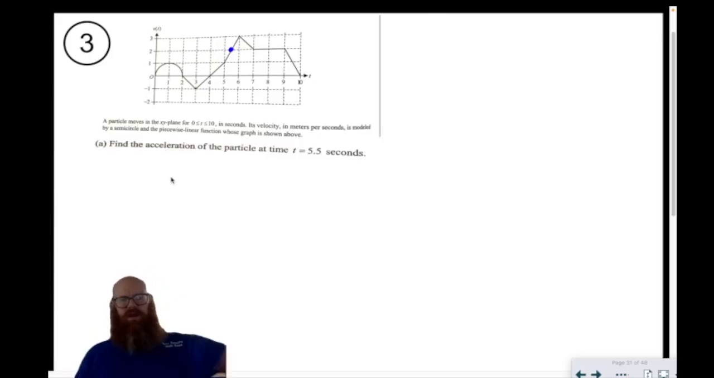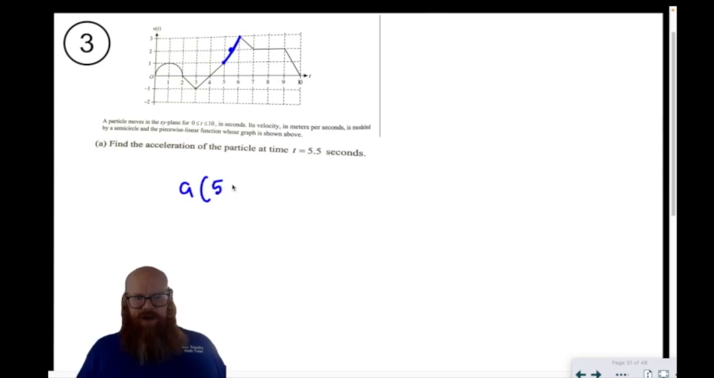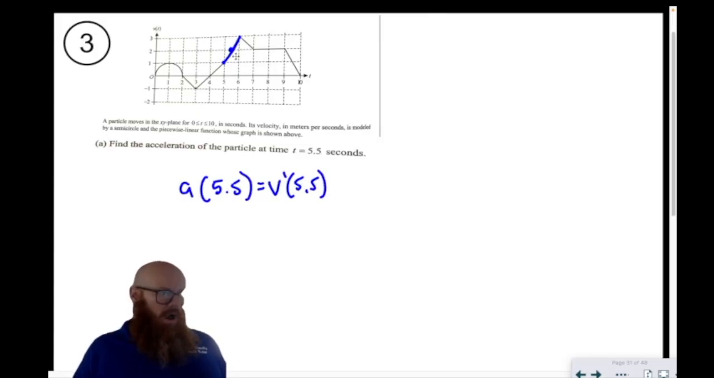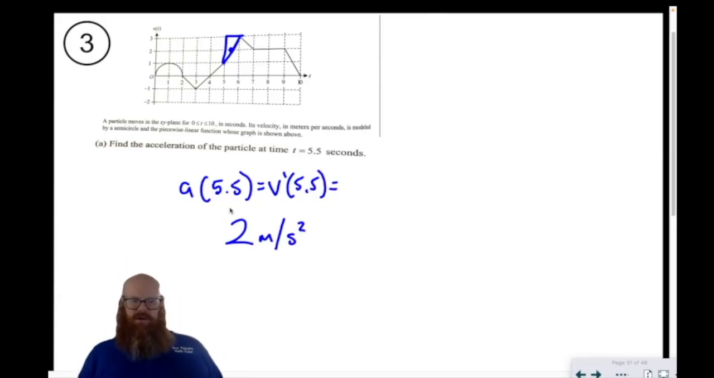So what we need to realize here is that the acceleration is the derivative of velocity, and the derivative is slope. So what we really need is just the slope of this line. a of 5.5 would be v prime of 5.5, and the derivative is the slope. So all I need is the slope, and I can just say I go up 2 over 1, so the slope is 2. The velocity is measured in meters per second, so this is meters per second squared. And that is all we have to do for that one.